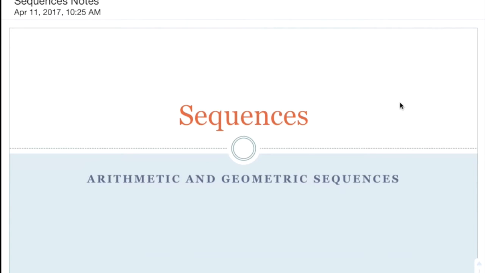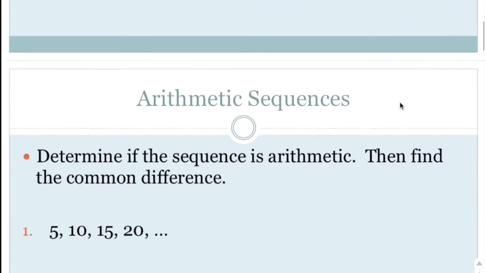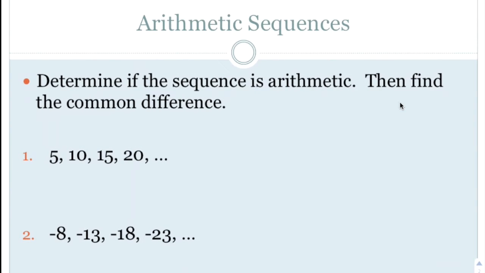We're going to learn about two different types of sequences, arithmetic sequences and geometric sequences. This video is talking about arithmetic sequences. Arithmetic sequences happen when you're adding or subtracting between each term. You're basically just finding the pattern here.